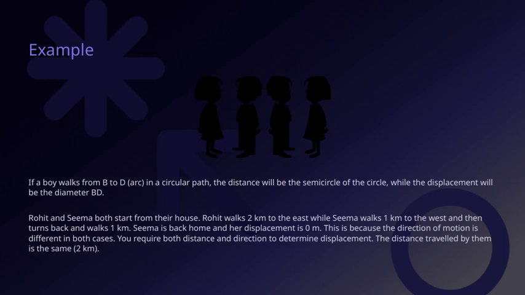Imagine a boy walking from point B to point D along a semicircular arc. The distance he covers is the length of that semicircle, which is half the circumference of the circle. However, his displacement is the straight line from B to D, which is the diameter of the circle. So, when analyzing motion, always remember that distance is the total ground covered, while displacement is the shortest straight line distance from the starting point to the ending point, including its direction.